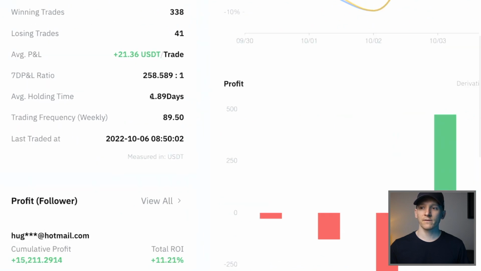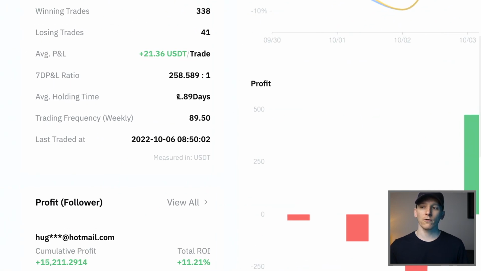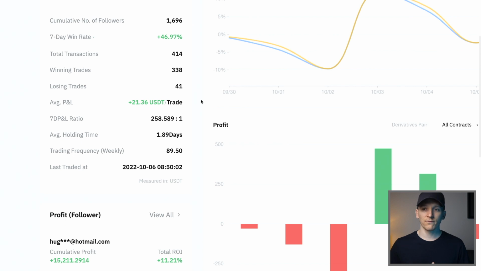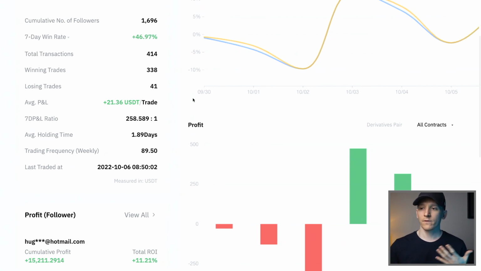Average holding time, this is something to look for. This is what they are as a trader. So their average time is, let's call it 2 days. Definitely a day trader and a short-term trader, probably trading a lot of events and technicals rather than taking position bets. So that is what it is.